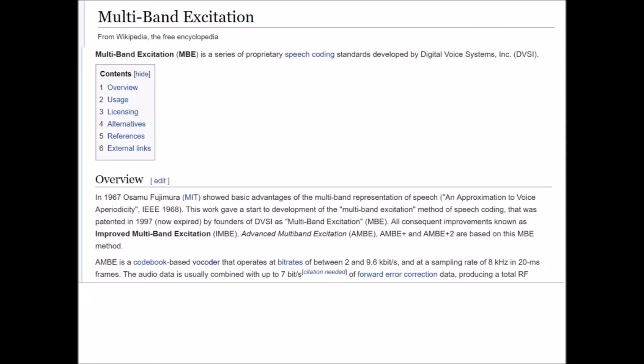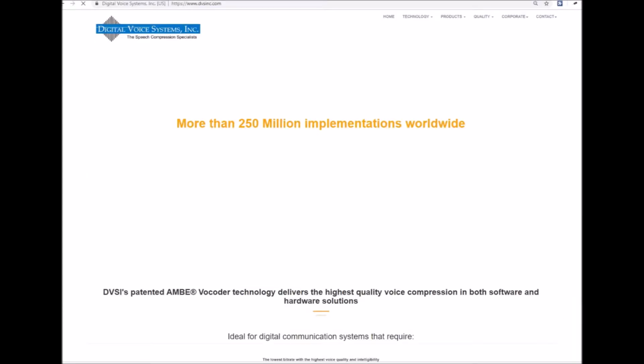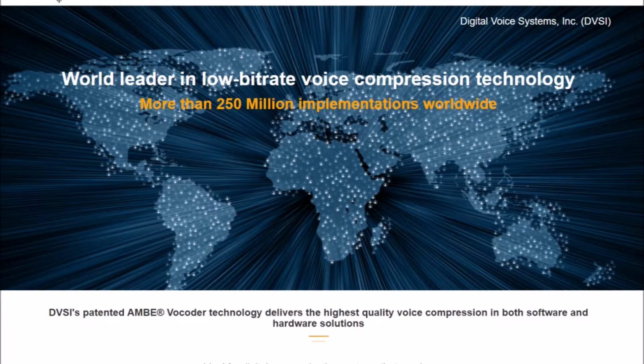Next definition: multiband excitation, MBE, is a series of proprietary speech coding standards developed by Digital Voice Systems Incorporated, DVSI. And here's the history.